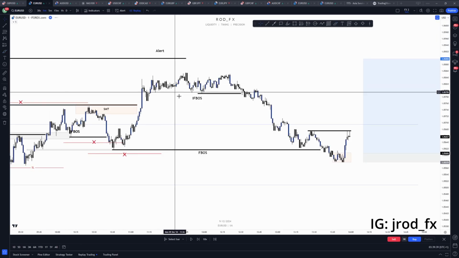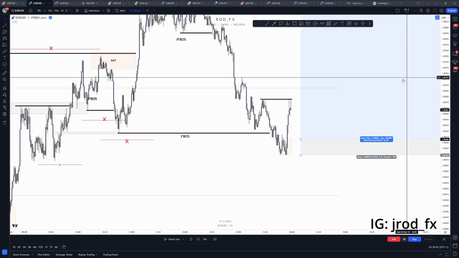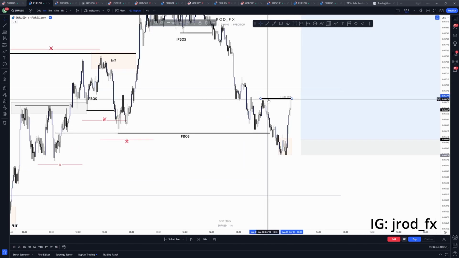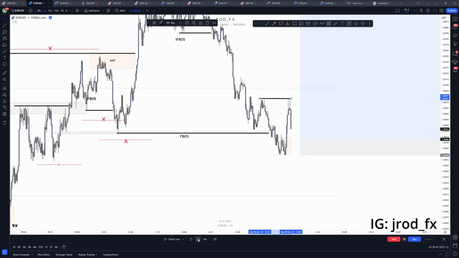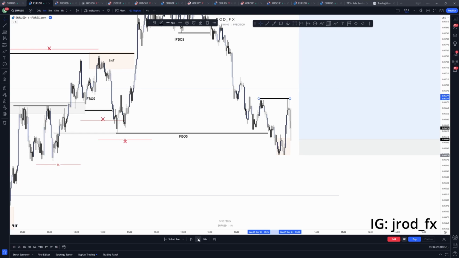This is something also that I will explain in the future when we have those kind of equal lows, equal highs, and there's a reaction and it comes down to that POI.